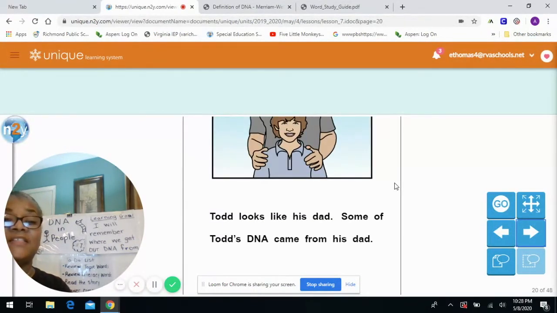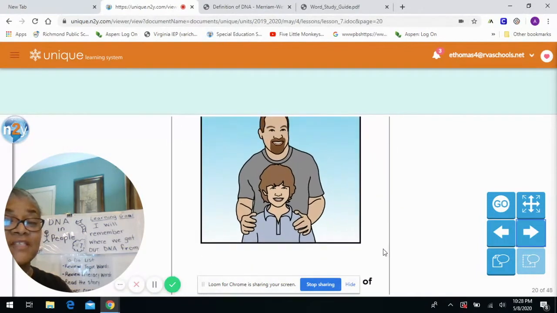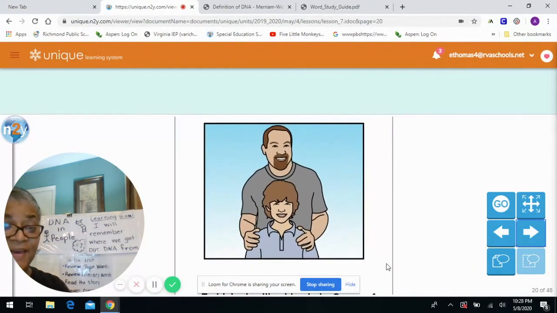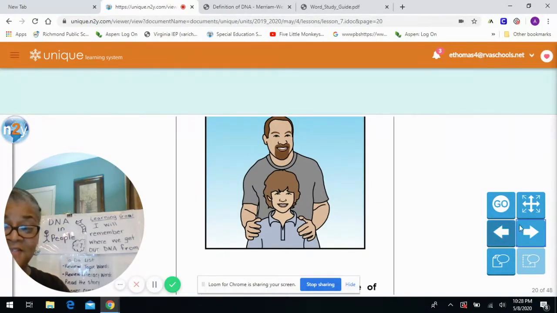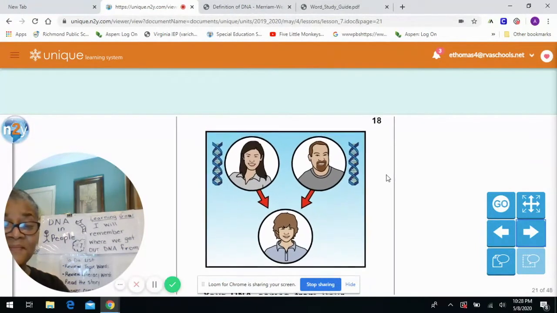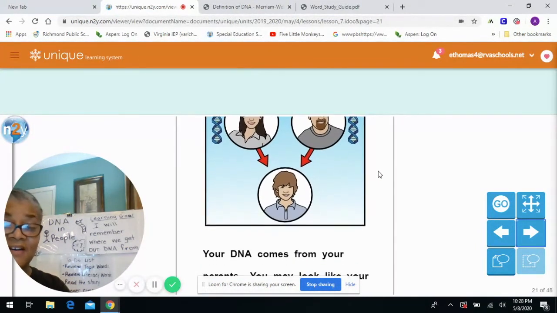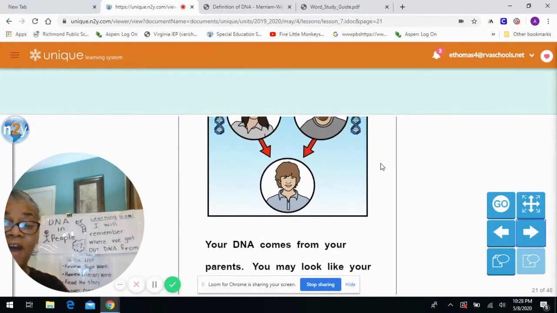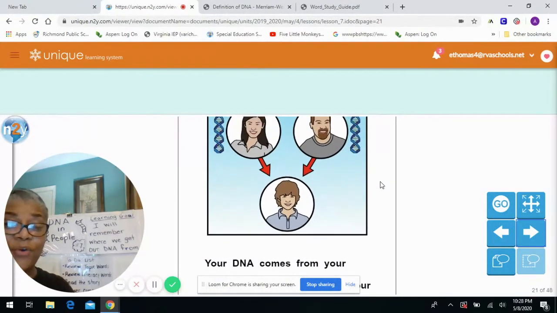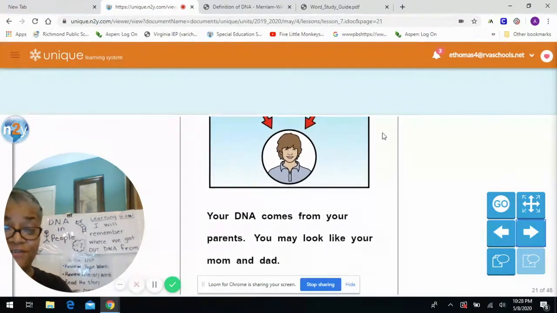Todd looks like his dad. Some of Todd's DNA comes from his dad. Look at him. Yes, looks just like his dad. So then he has mom, dad, and then Todd. So would Todd be the writer or would he be a character? He would be the character.